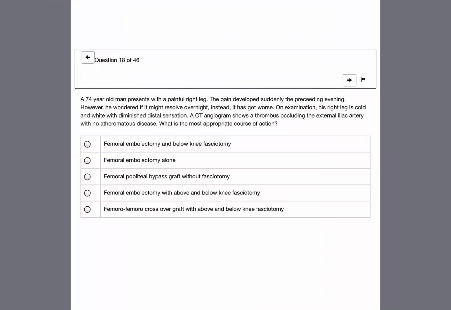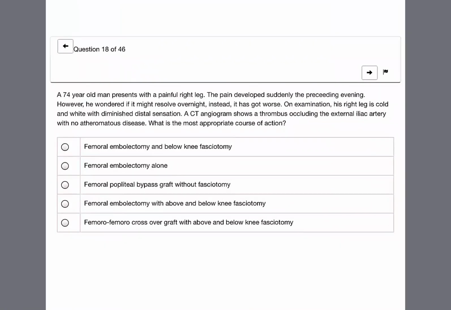Okay, next question, Dr. Basharat. A 74-year-old man presented with a painful right leg. The pain developed suddenly the preceding evening. However, he wondered if it might resolve overnight. Instead, it had gotten worse. On examination, his right leg is cold and white with diminished distal sensation. The CT angiogram shows a thrombus occluding the external iliac artery with no atheromatous disease. What is the most appropriate course of action?